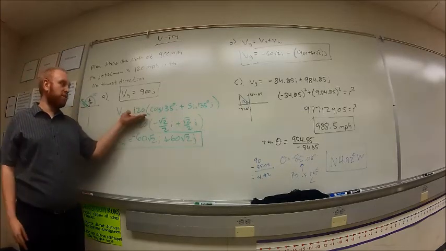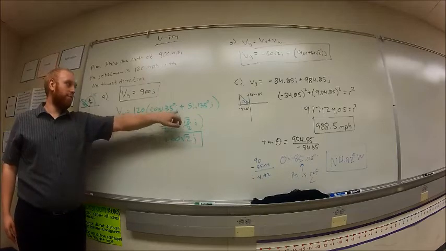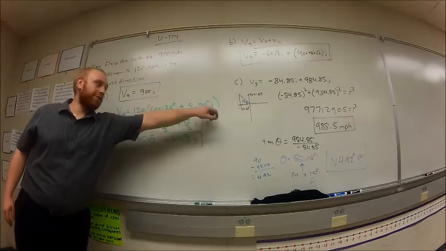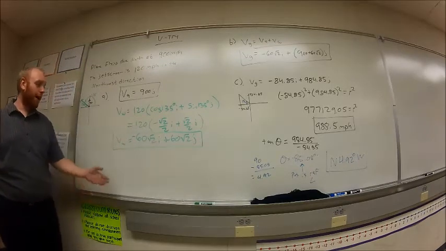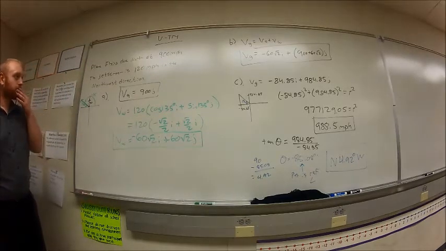Plug it into the formula from yesterday. Cosine 135 degrees I plus sine 135 degrees J. Simplify it, and you should get negative 60 root 2 I plus 60 root 2 J.